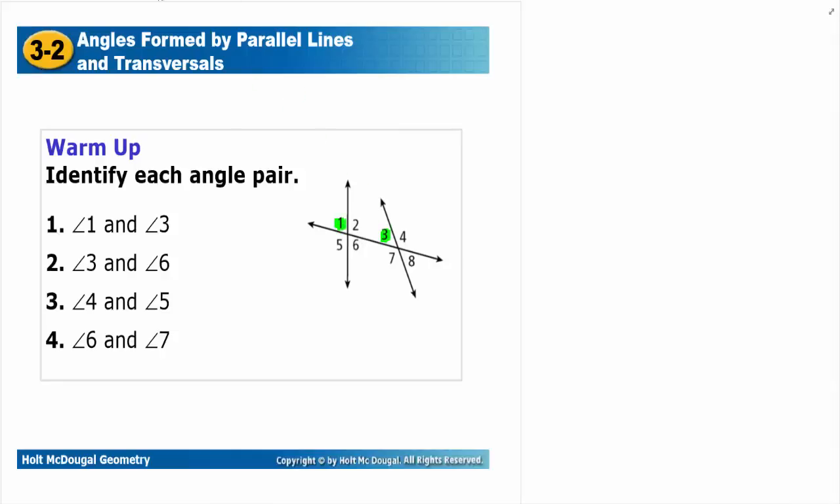So you got to first make sure you identify the transversal. So in this case, this is our transversal. See how it's going through this set and this set of lines. And when you look at each set of 4 angles, 1 and 3 are both at top left, so that means they are corresponding.